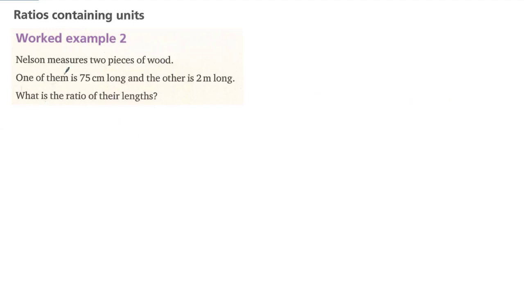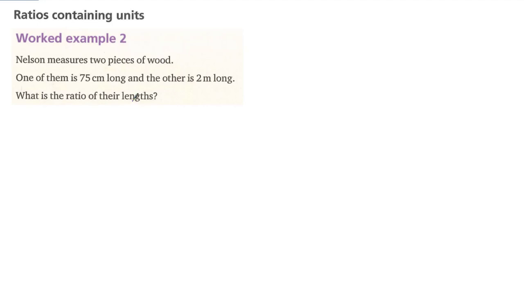The second part of this lesson is ratios containing units. Sometimes we won't just make ratios out of pure numbers, we will also have some units with them. So let's see. Nelson measures 2 pieces of wood. One of them is 75 centimeters long and the other is 2 meters long. What is the ratio of their length?